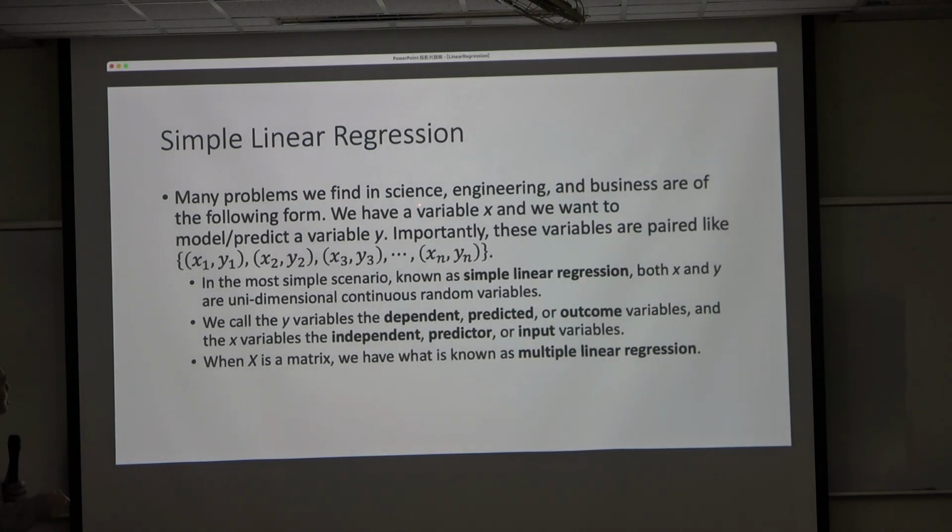So many problems in our domain or business area look like this: you have a variable x and want to predict a variable y. These variables are normally paired, like x1, y1, x2, y2, and so on. In the simplest scenario, we call this a simple linear regression. In simple linear regression, x and y are unidimensional, continuous random variables.